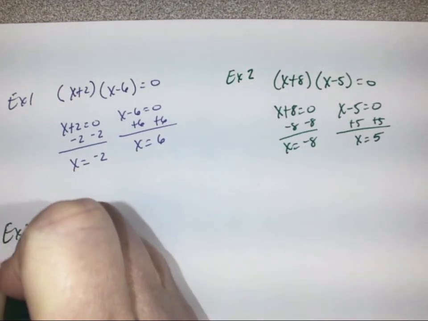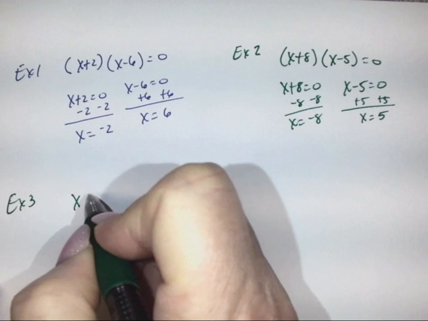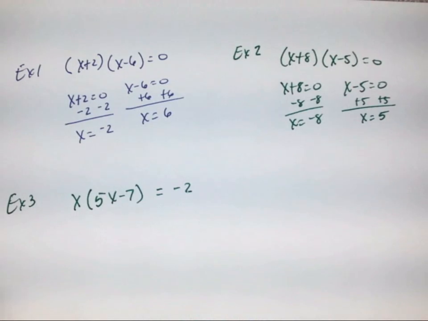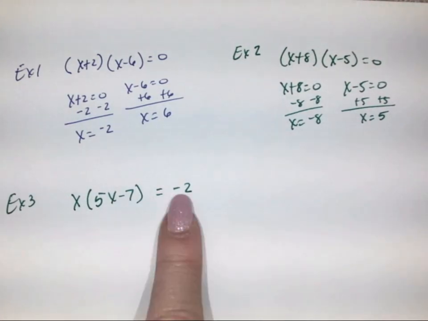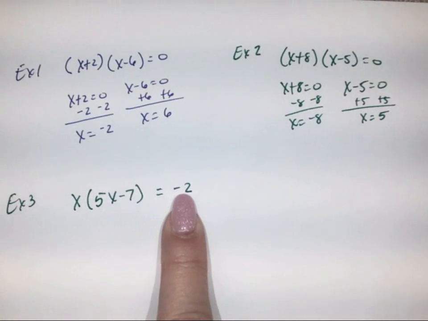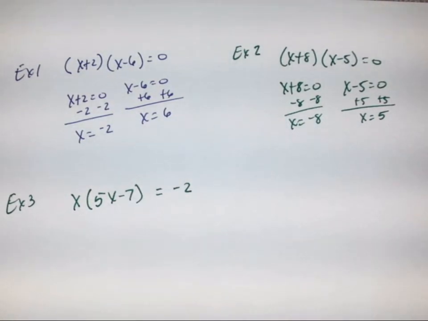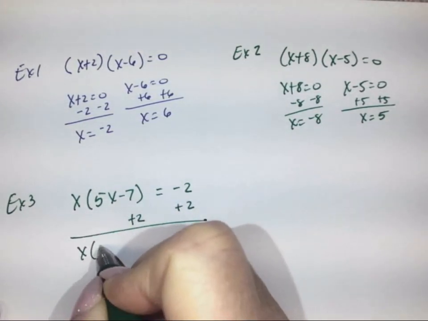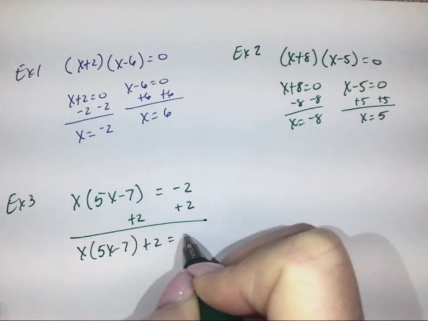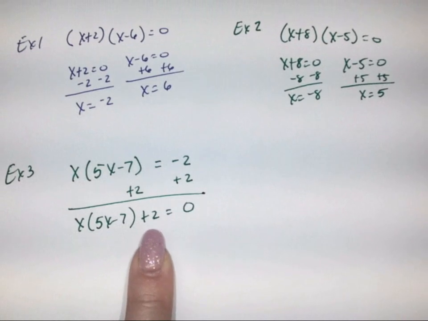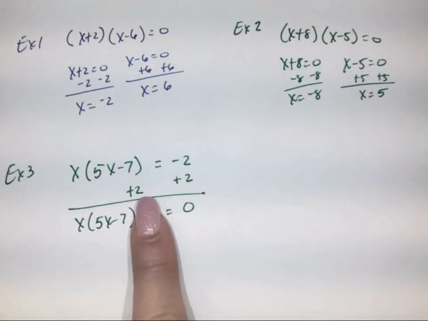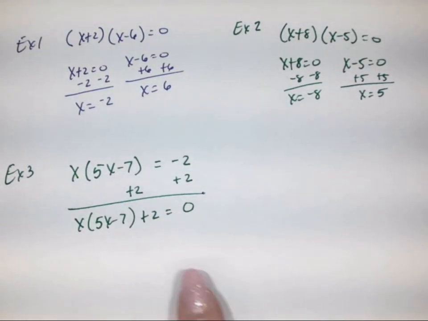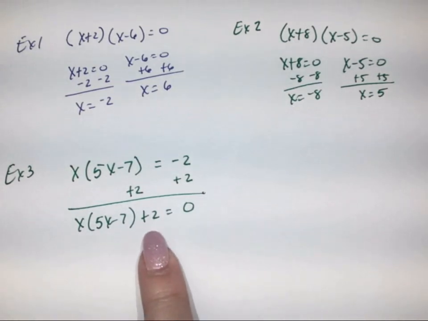All right, let's do example 3. If we're given x times 5x minus 7 is equal to negative 2, well, it's not equal to 0, so that's a problem right there. So let's add our 2 over. And we end up with x times 5x minus 7 plus 2 equals 0. Now the problem here is that if we didn't have the plus 2, we could set each of those equal to 0. But because we have that plus 2, we can't just set each part equal to 0.